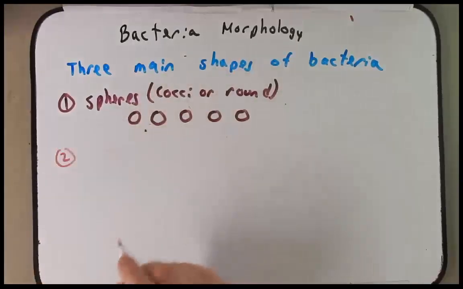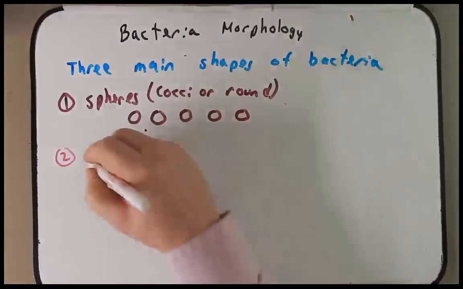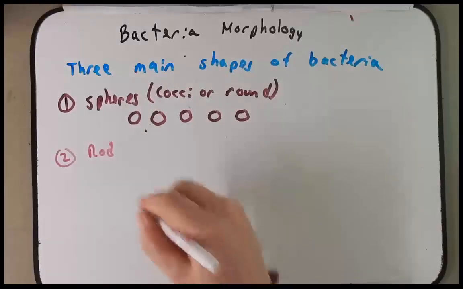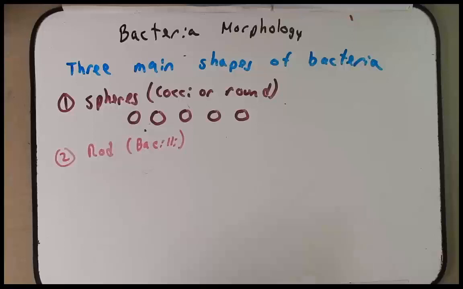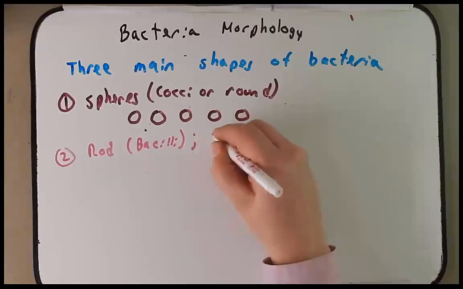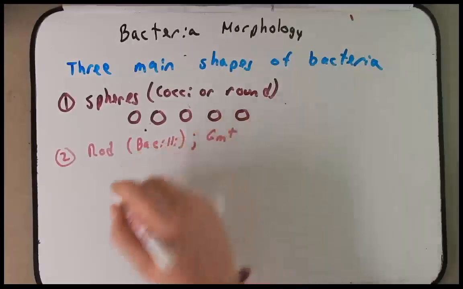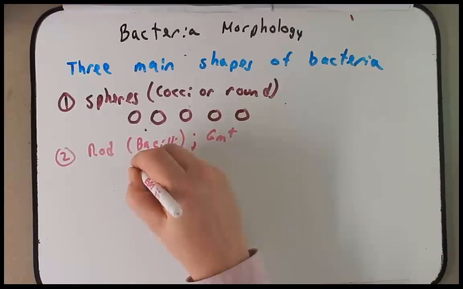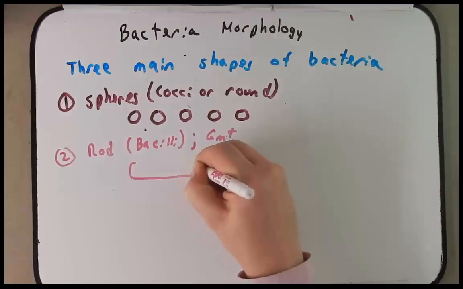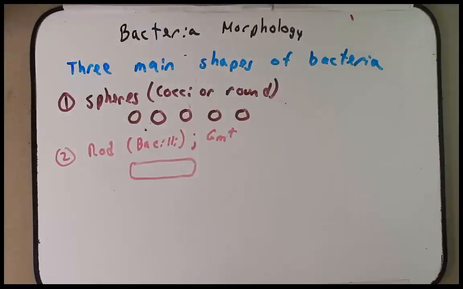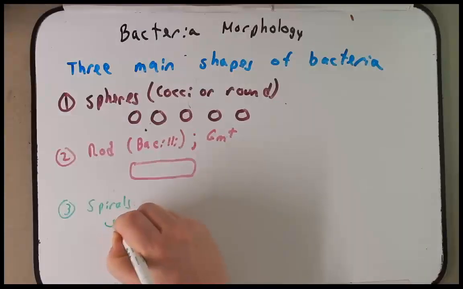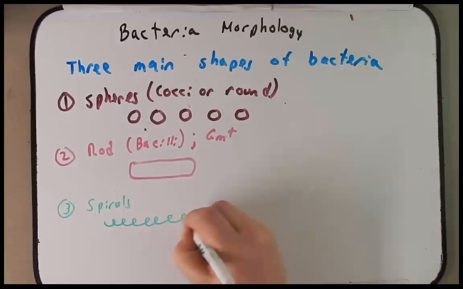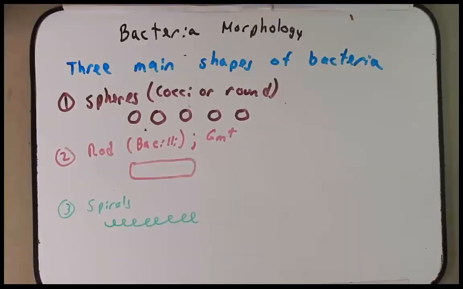Alright, the second kind of bacterial shape I want to talk about are the rod-shaped bacteria. These are sometimes referred to as bacilli. They are usually gram-positive bacterium, and these would appear, as you might expect, being rod-shaped, sort of like that first picture I drew of a bacterium. Okay, the last shape we should talk about are the spirals. And these are going to appear to look like something like this, where they actually do spiral, kind of like a corkscrew. You should know these three shapes.